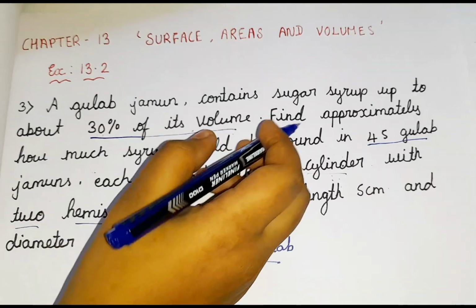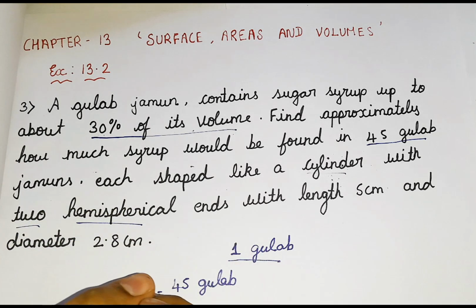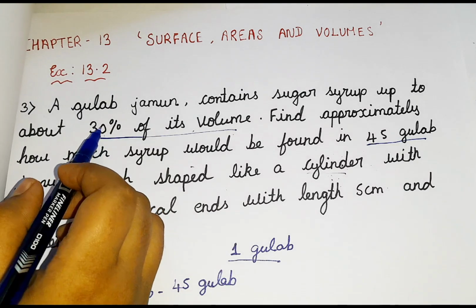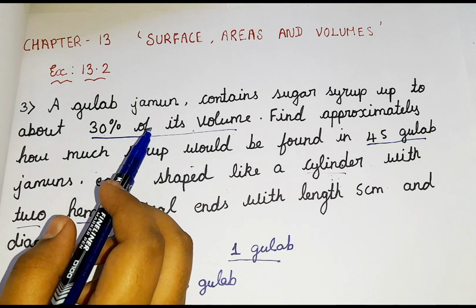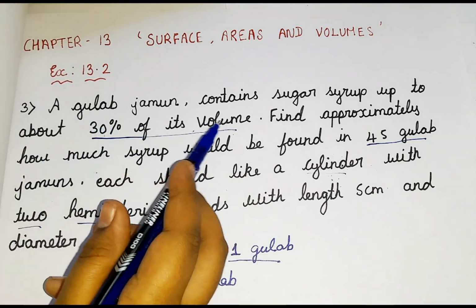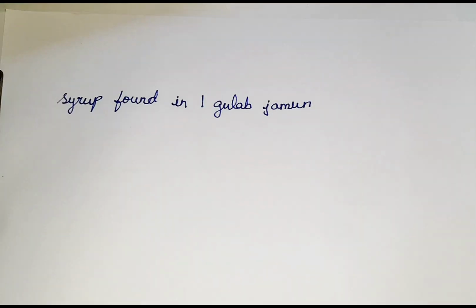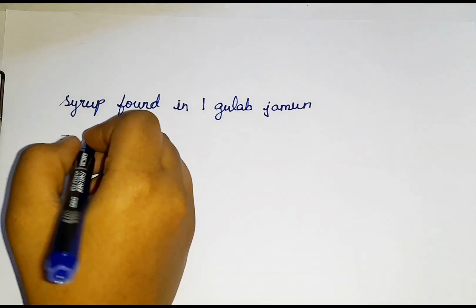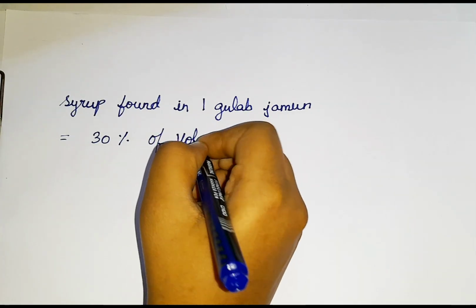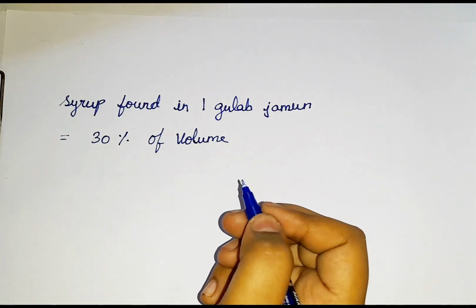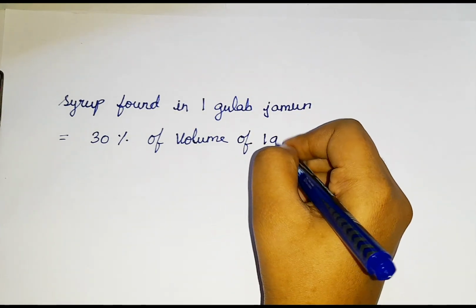Volume means the syrup which is there inside the one gulab jamun, that is the meaning here. Since we have 30% of its volume, I am going to write it as it is, because it is going to be useful and can come in handy. So we write 30% of volume. Of course, you know in the question they mentioned a gulab jamun, that means it is of one gulab jamun.